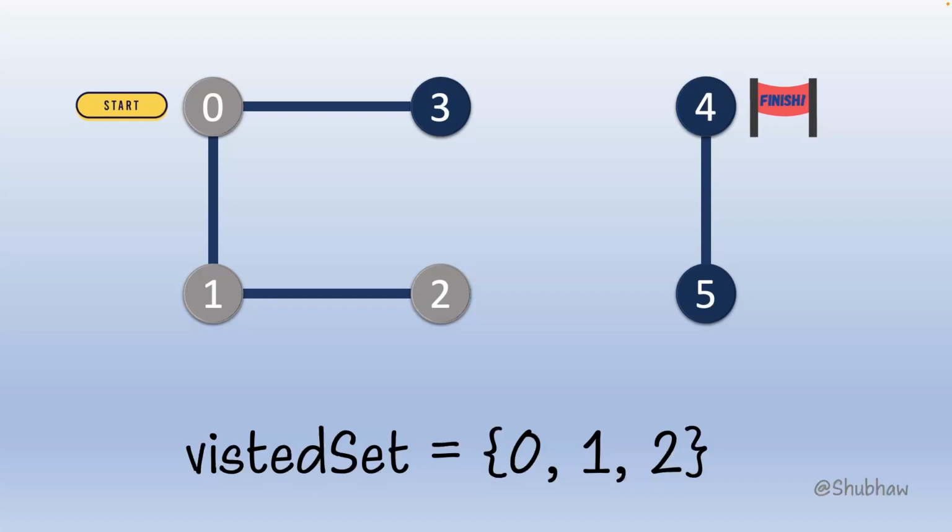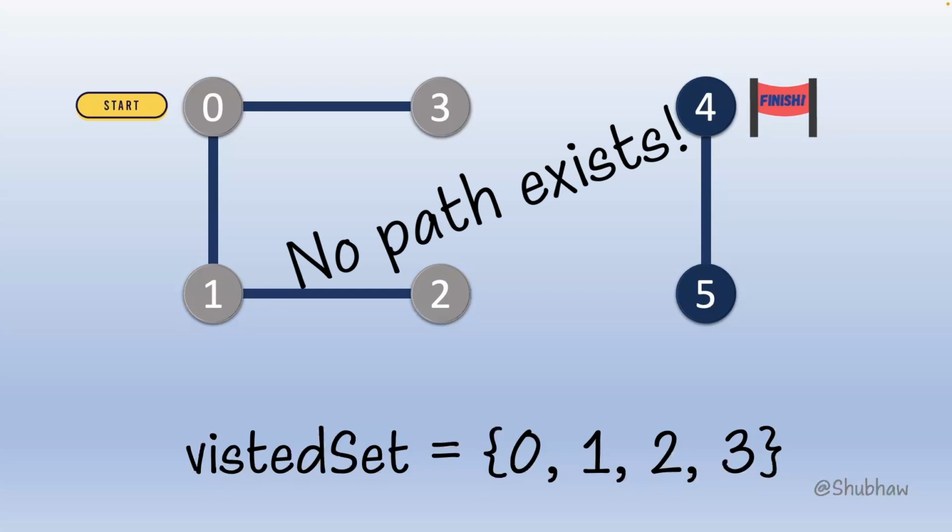We have another adjacent vertex of 0, which is 3, and that is not previously visited. So we move to 3. 3 is not the destination, so we try to find a non-visited adjacent vertex of 3, but we can't find any, so we go back to 0. Now all the adjacent vertices of 0 are visited, so we stop. And since we couldn't reach our destination vertex 4, we return false from our function.